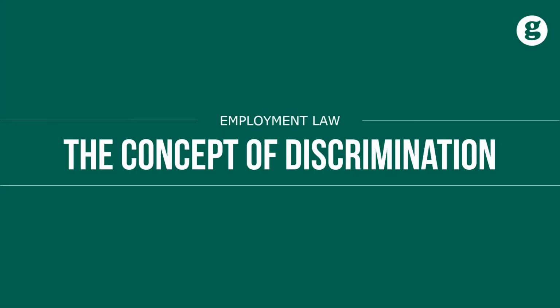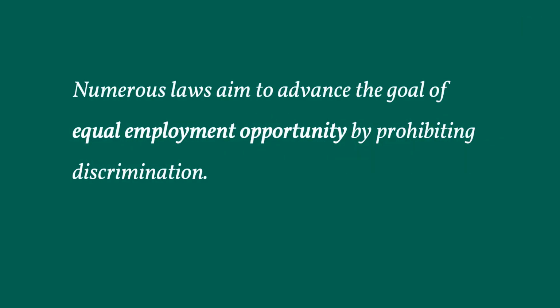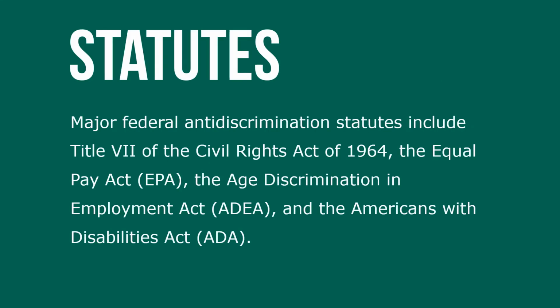Let's take a look at the concept of discrimination. Numerous laws aim to advance the goal of equal employment opportunity by prohibiting discrimination. Major federal anti-discrimination statutes include Title VII of the Civil Rights Act of 1964, the Equal Pay Act, the Age Discrimination in Employment Act, and the Americans with Disabilities Act.